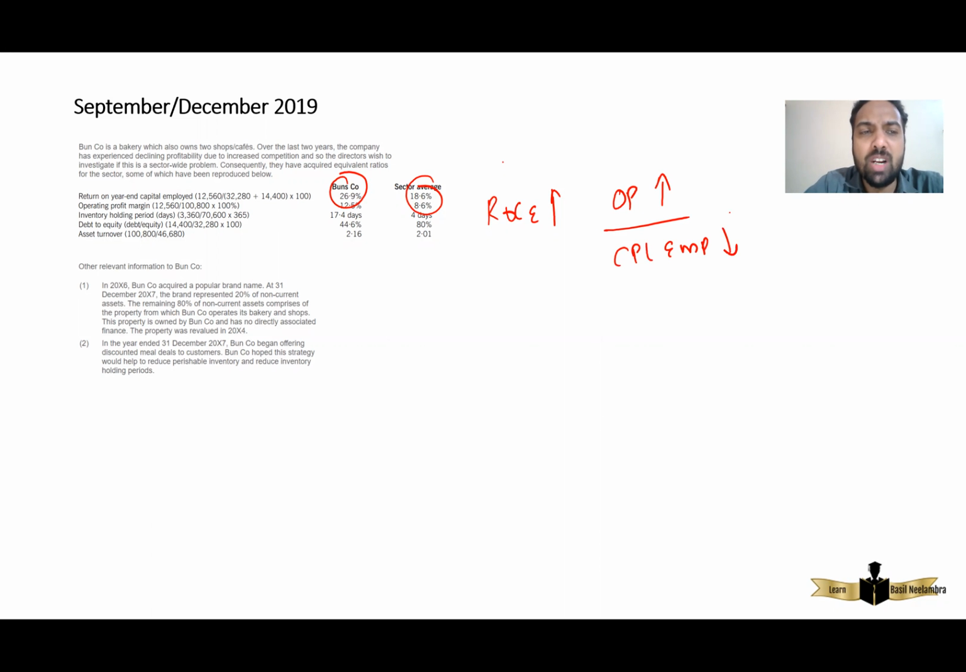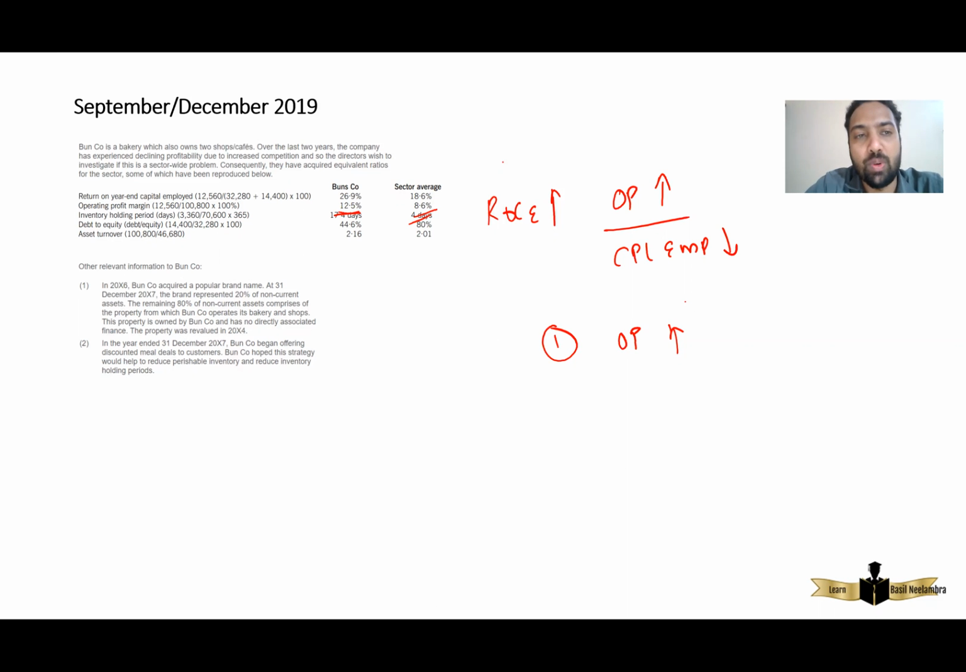So now let's check whether operating profit is higher. Yes, because see the second ratio, operating margin of Bunge is 12.5 as compared to the sector average of 8.6. So one of the reasons for higher ROCE is better operating margin, higher margin compared to sector. Now let's compare if there is anything with respect to capital employed.